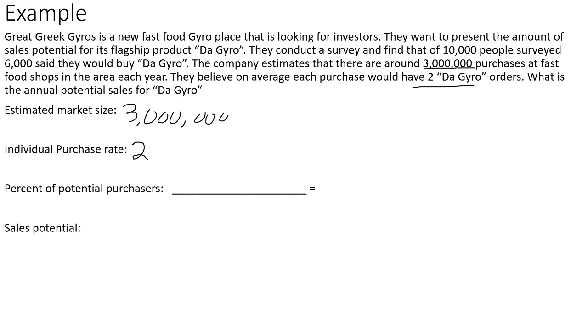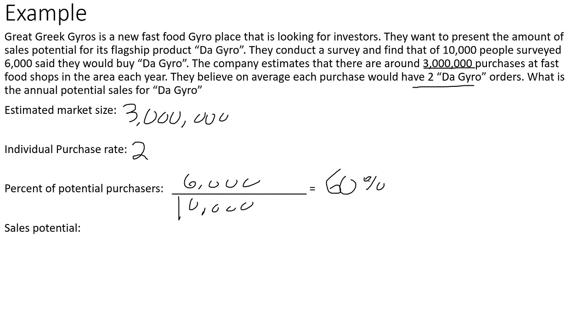Now, the percent of potential purchase deals with this survey stuff here. So they asked 10,000 people, and 6,000 said that they would buy the gyro, right? In this case, we're going to do 6,000 divided by 10,000, or 6 divided by 10 if you want, because you know how to do math, right? And you're going to get 60%.